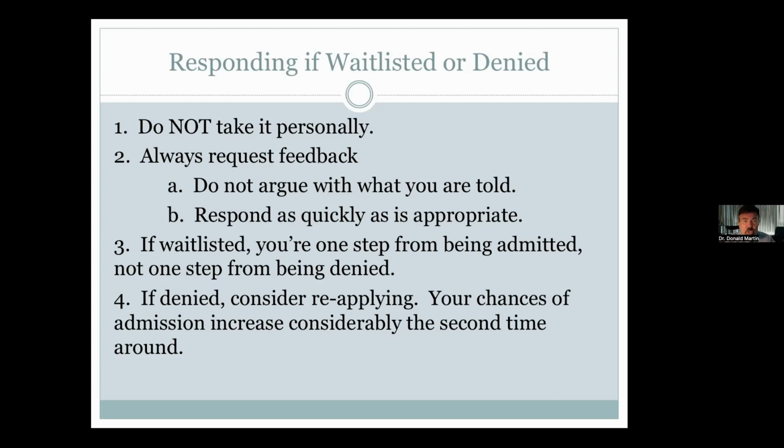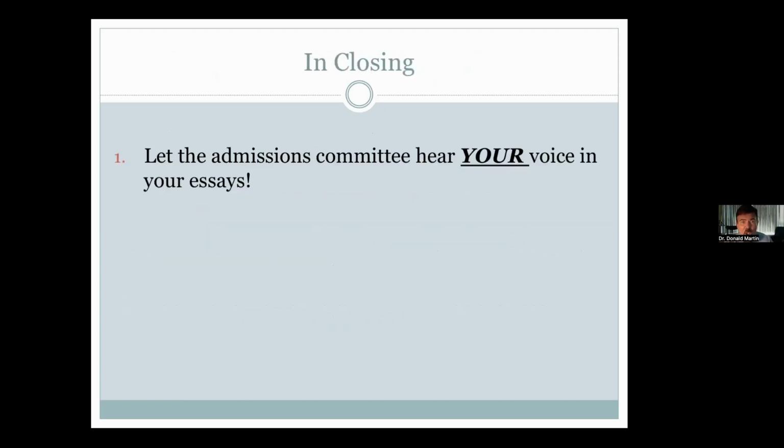So don't ever assume that a waitlist or deny decision is the end of the road. It absolutely is not. All right. In closing, just a few tips on this part of the application process. Number 1, let the admissions committee hear your voice. Remember, this is your application and they need to hear your voice.